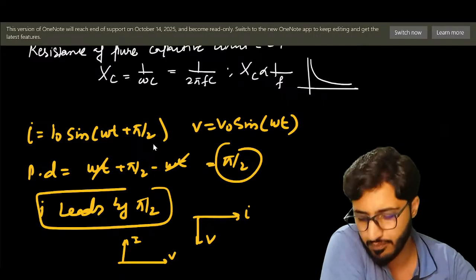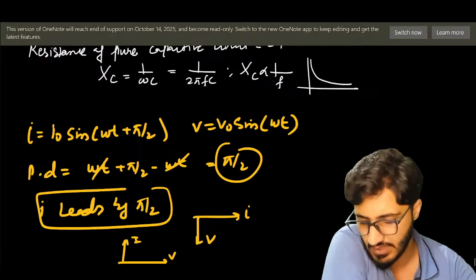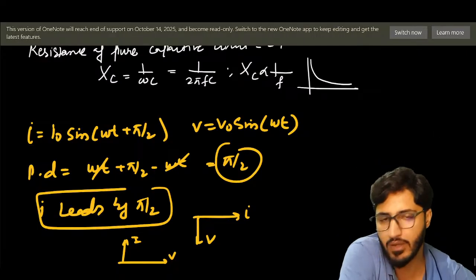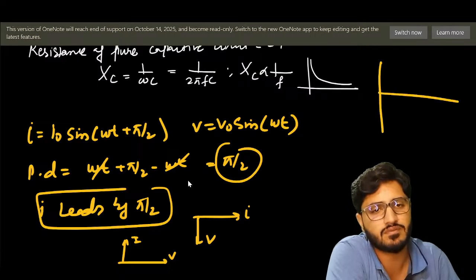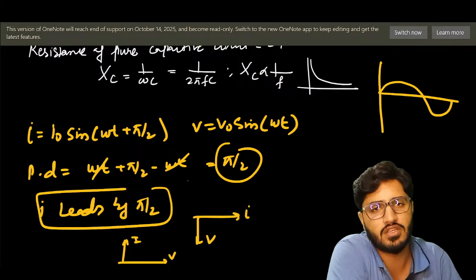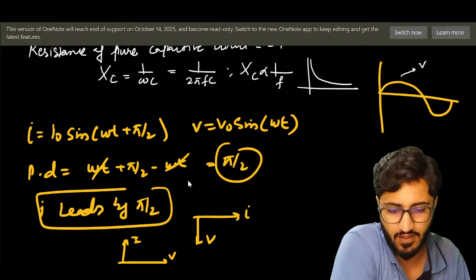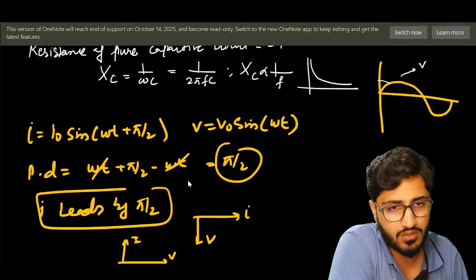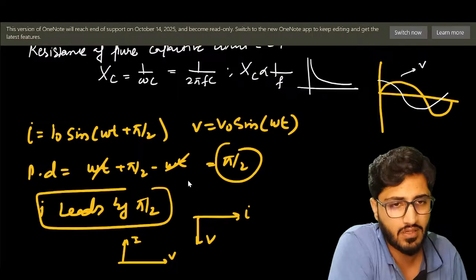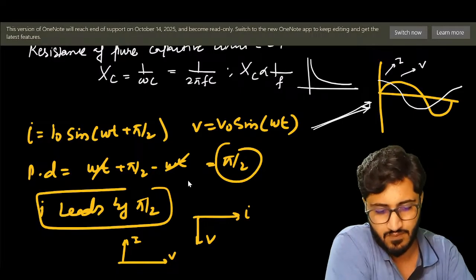So if you want to make a graph of it, am I going too fast? If you want to make a graph of it, this is the V graph, and the current leads. So this is my current equation graph. Done.